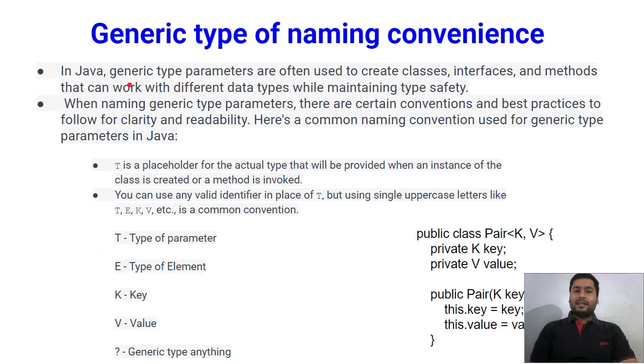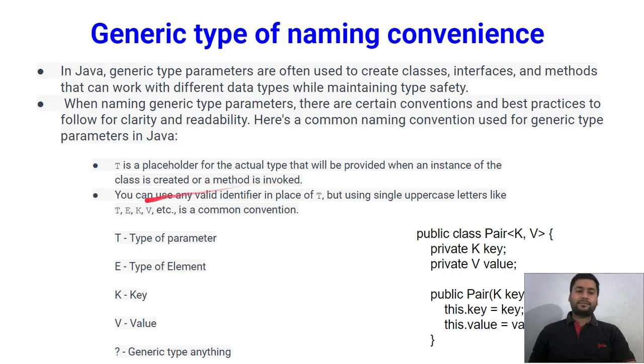In Java, generic type parameters are often used to create classes, interfaces, and methods that can work with different data types while maintaining type safety. When naming generic type parameters, there are certain conventions and best practices to follow for clarity and readability. A common naming convention for the generic type parameter in Java is T. T represents a placeholder for the actual type that will be provided when an instance of the class is created or a method is invoked.